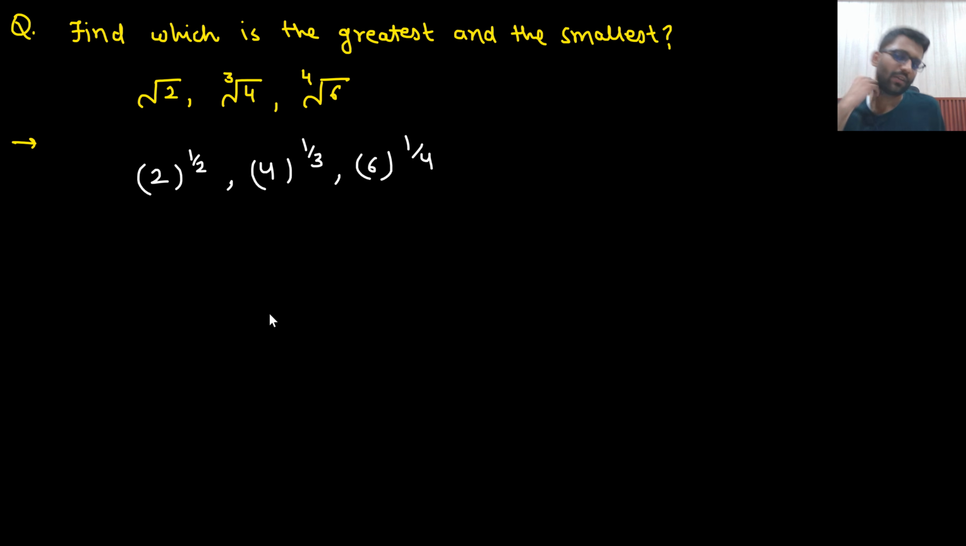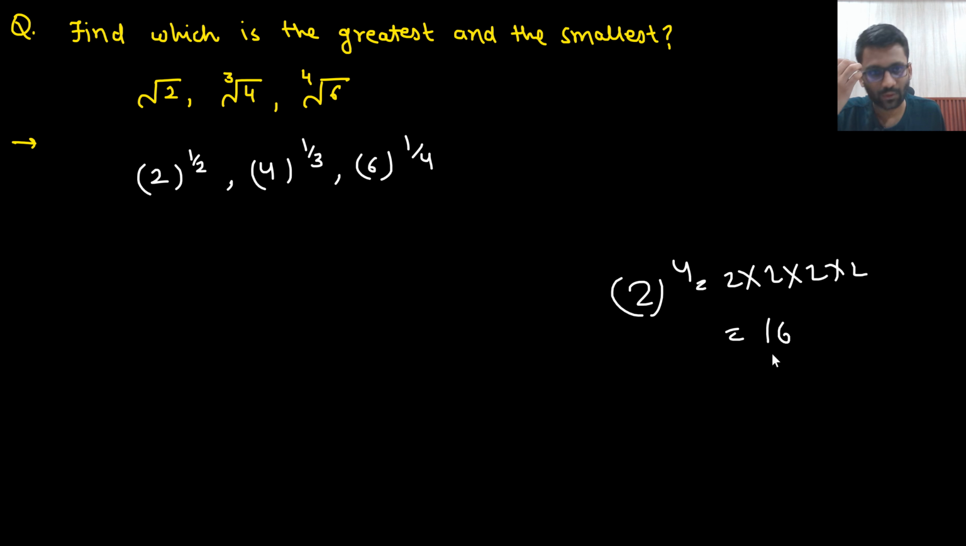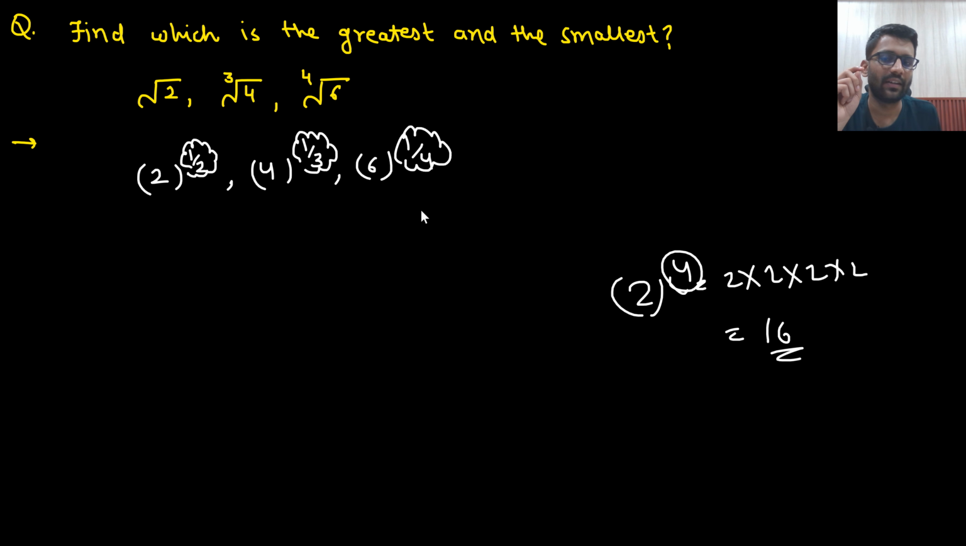So let's do it. What do we want to do? Look, we don't know the value of power 1 by 2. If 2 to the power 4 were written, you could do the calculation: 2 into 2 into 2 into 2, so the answer would be 16. So our target is to make these powers integers. Say yes or no. This is our target: the power on each number should be an integer.